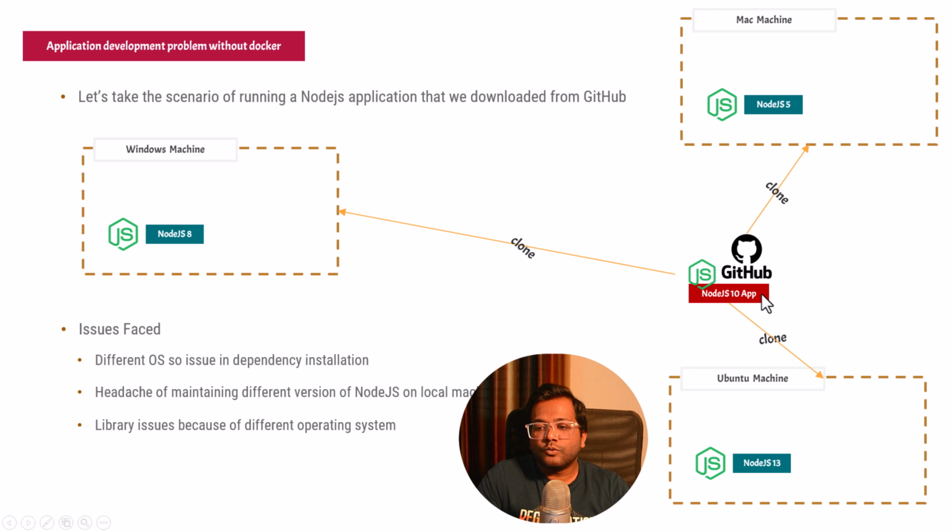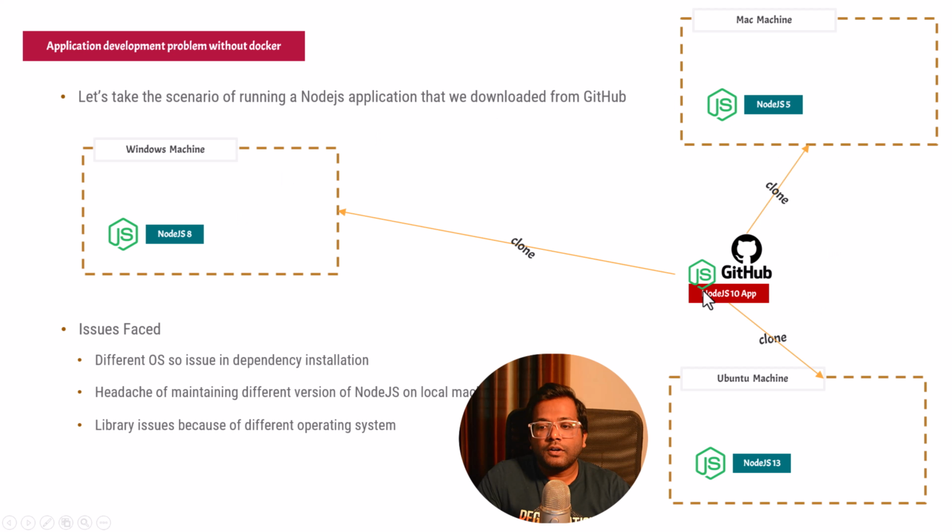The third is library issues because of different operating systems. So let's say this Node.js 10 application was developed on Ubuntu, and then you downloaded and cloned this application on a Windows machine. There can be some issues related to Node GYP, which basically uses the operating system libraries to build some of the object files of C. Okay, so that is the detail of Node.js.